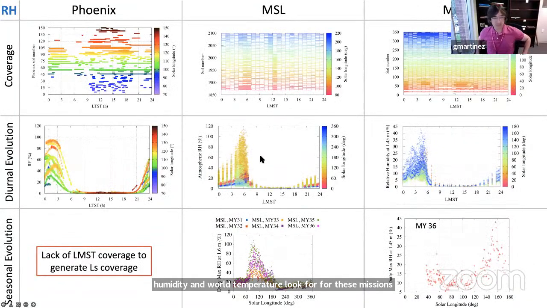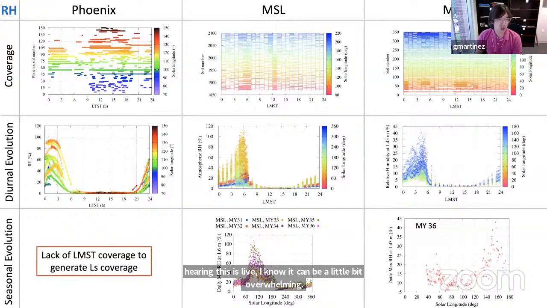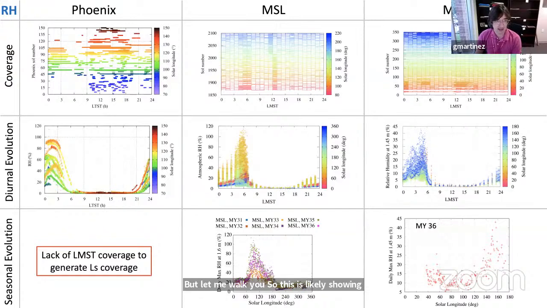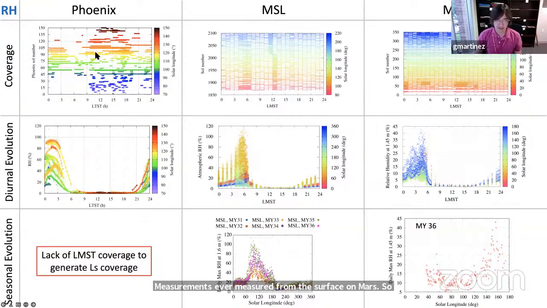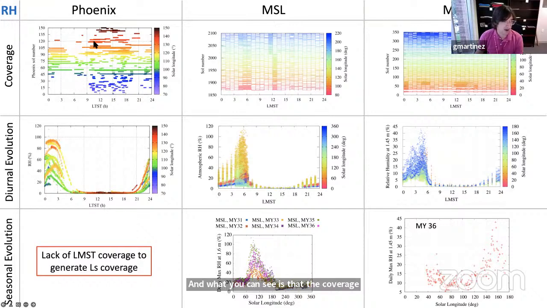So here in this slide, I know it can be a little bit overwhelming, but let me walk you through it. This slide is showing all the relative humidity data set measurements ever measured from the surface of Mars. So let me start with the first column and the Phoenix mission. On the top left, you can see the coverage of this mission. You can see the sol number as a function of local true solar time. And what you can see is that the coverage was patchy. So we didn't have complete diurnal coverage for the Phoenix mission, which by the way lasted 151 sols.